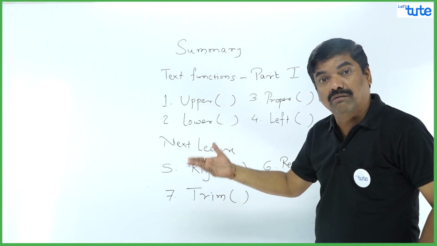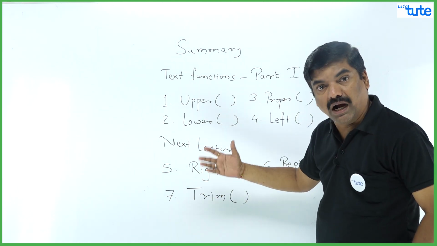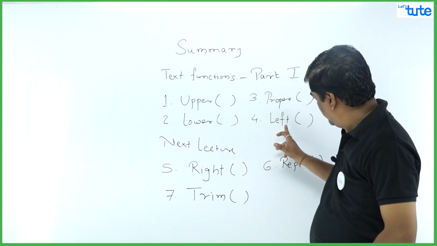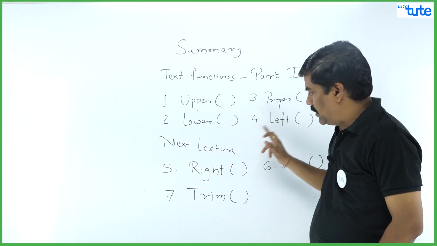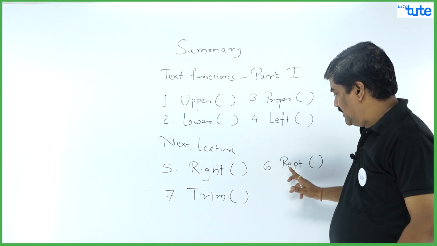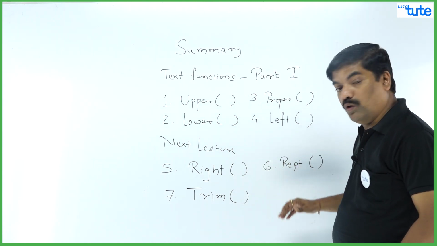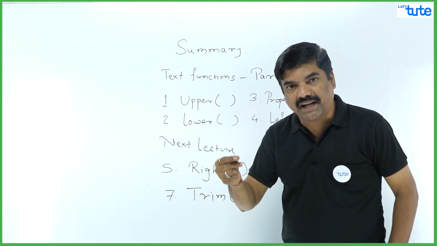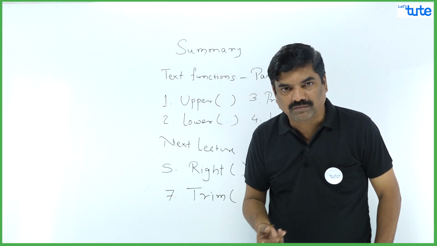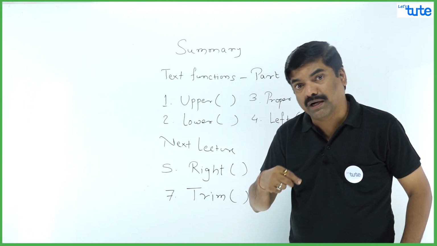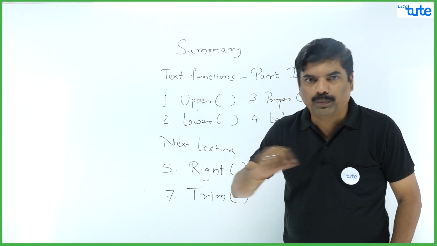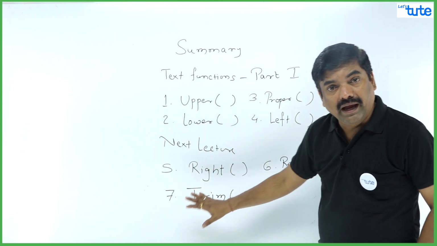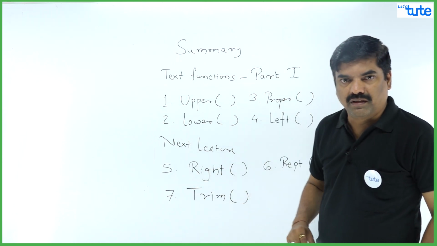Now we will cover in our next lecture, that is part 2, the RIGHT command, which is the opposite of the LEFT command. The next command is REPT, repeat. You want repetitions, meaning a particular text or a particular number you want to be displayed 10 times, 20 times. This command is useful. And the last one is TRIM.